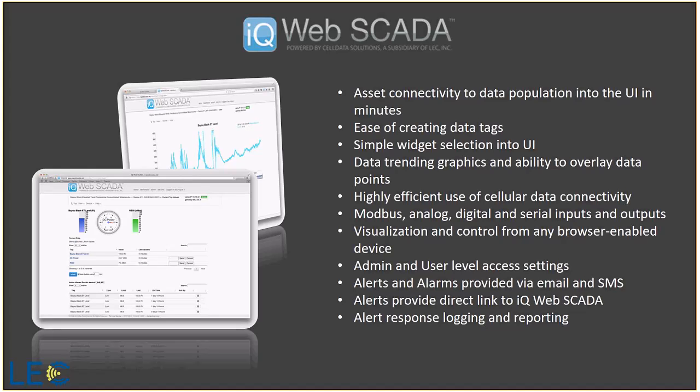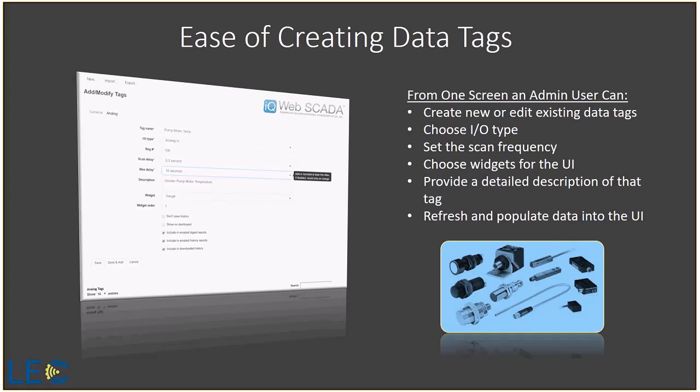Alerts and alarms are provided via email and SMS to a wide variety or a short list. And we provide a link directly to that alert or to the user interface with that alert. So if you were to get an alarm, it's very easy to get right into the application quickly and easily to begin to do some analytics and to uncover the issues that are creating that fault notification. And we also provide response logging and reporting so that you can see who and when responded to those alerts and alarms.